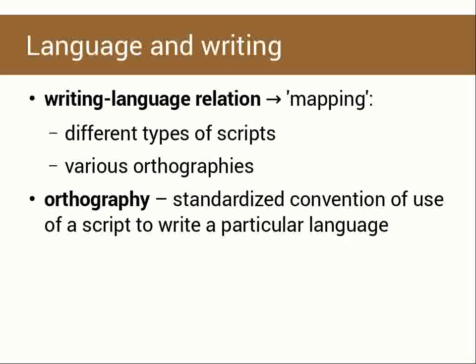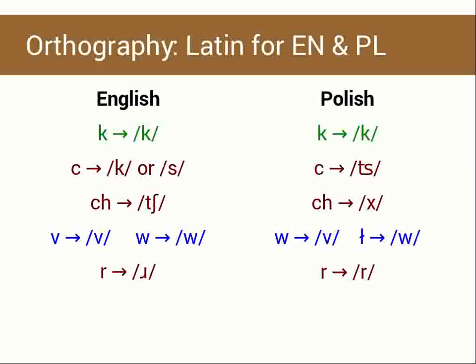where you have to map the language to a script, you have two basic different things happening. First of all, you have to decide what you are actually mapping to the symbols, and then how you map it. That's different types of scripts and different orthographies. With me so far? Yeah? Good. Here I have an example of how different orthographies work.